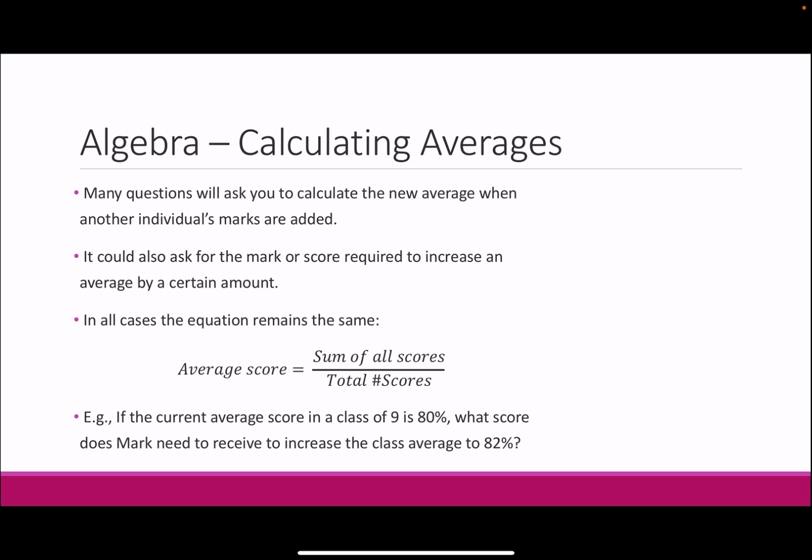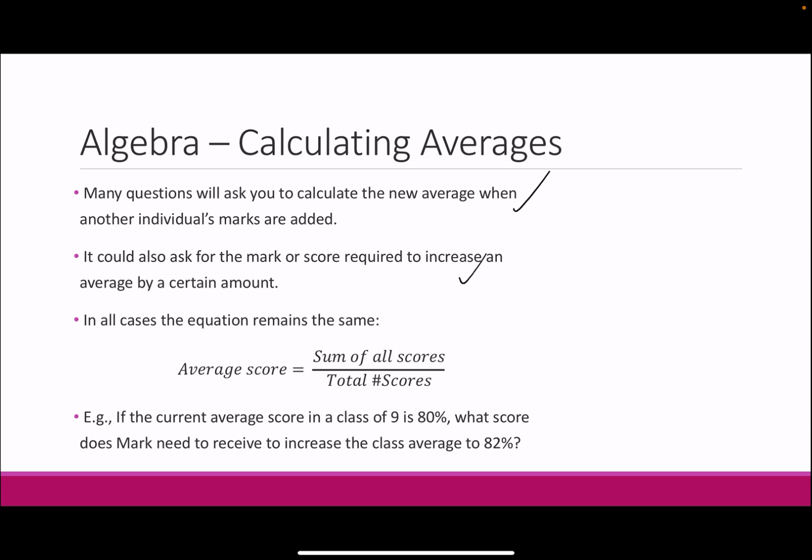When we calculate averages, there's a couple of different ways they can ask you questions. They can give you a new mark and tell you to calculate a new average from an average you already had, or they could also add in a new individual and ask you what mark they need to get to increase the average by a certain amount, or retain the average, or decrease the average. Those are two main questions that they usually like to ask, although there are a couple more variations.